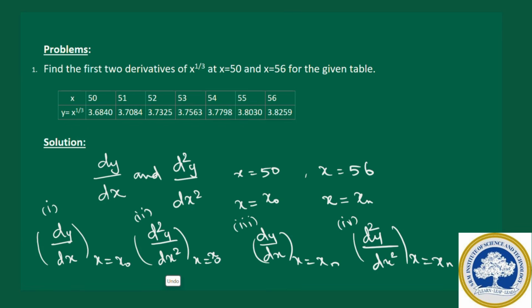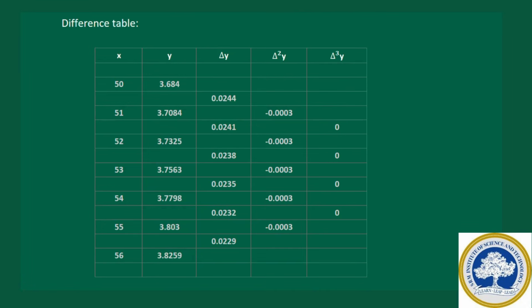Before that, we have to form the difference table. The x value and y value are taken from the given problem. Next we find the first order difference, delta y, which is the second value minus the first value, that is 3.7084 minus 3.684. The difference is always the second value minus the first value, so here it gives 0.0244. Similarly we do this for all the remaining values of y.